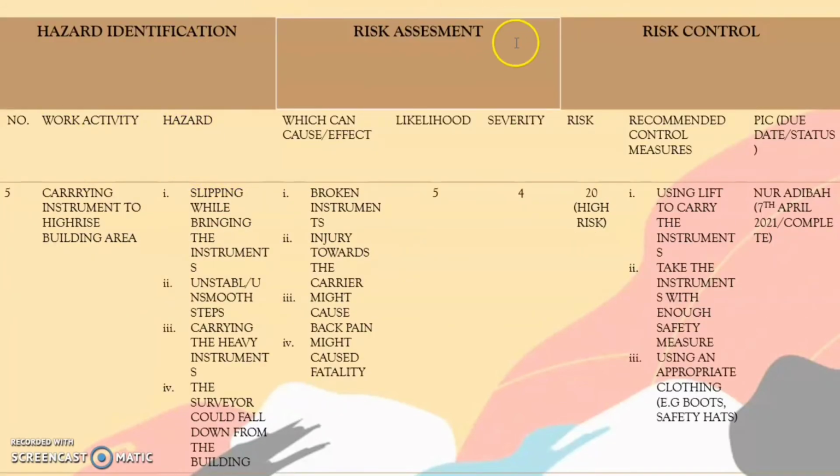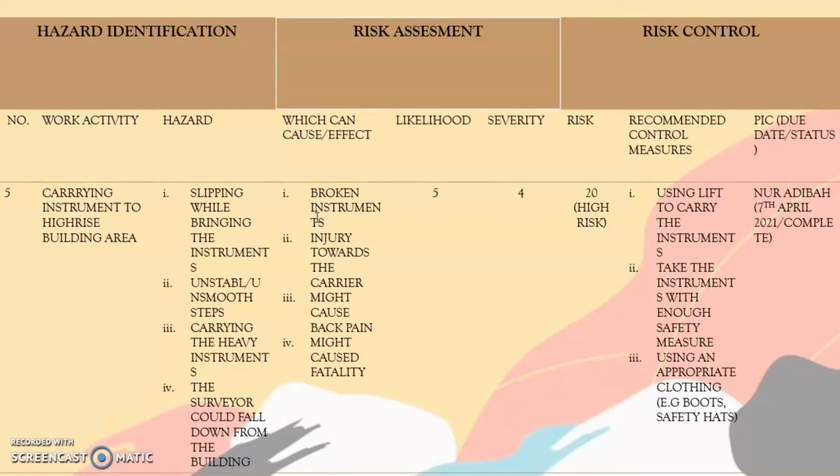Next are the components in the HIRARC form, which are hazard identification, risk assessment, and risk control. For my activity, the activity that I chose is carrying instruments to a high-rise building area. So the hazards are slipping while bringing the instruments, unstable or unsmooth steps, carrying heavy instruments, and the surveyor could fall down from the building. The effects are broken instruments and injury to the carrier. It also might cause back pain, and worse, it can cause fatality.